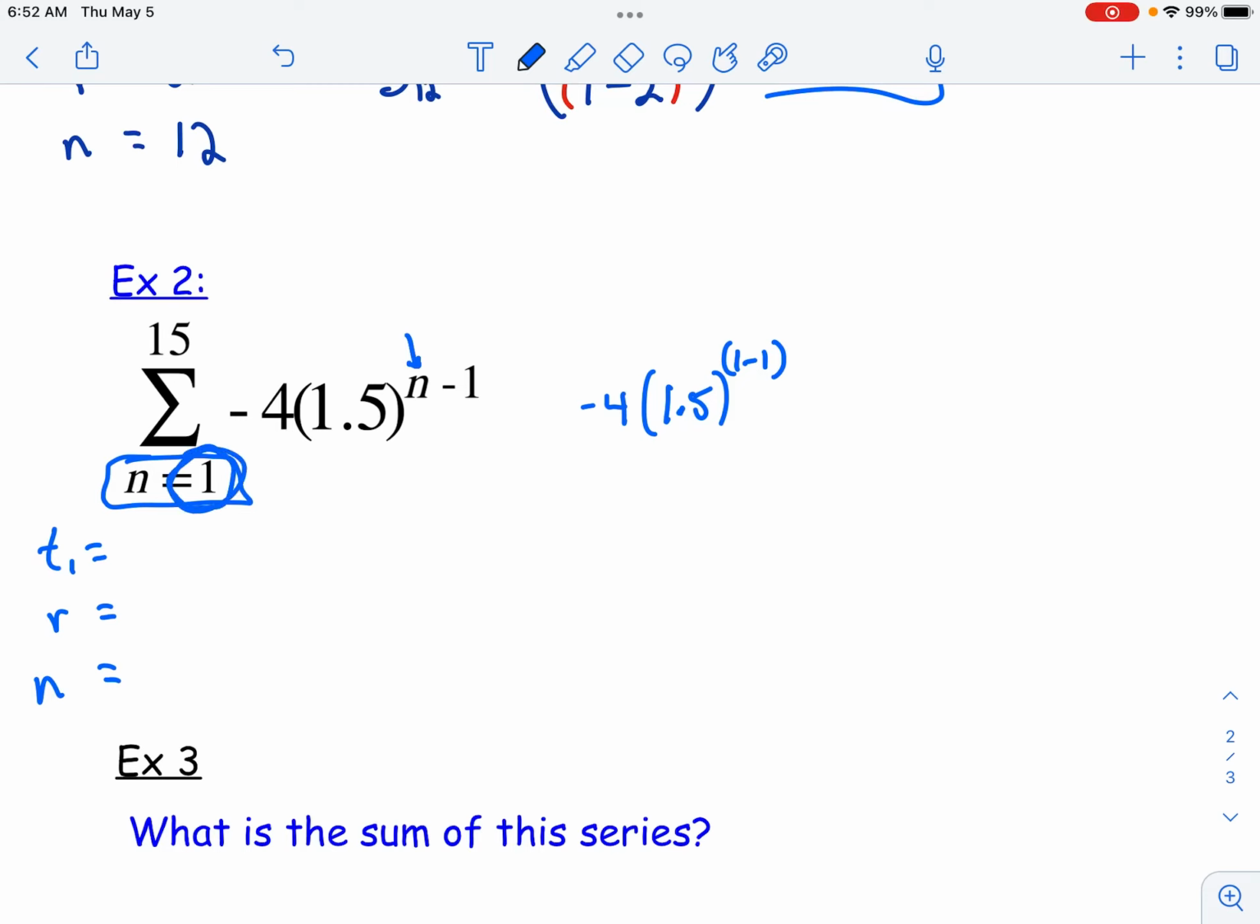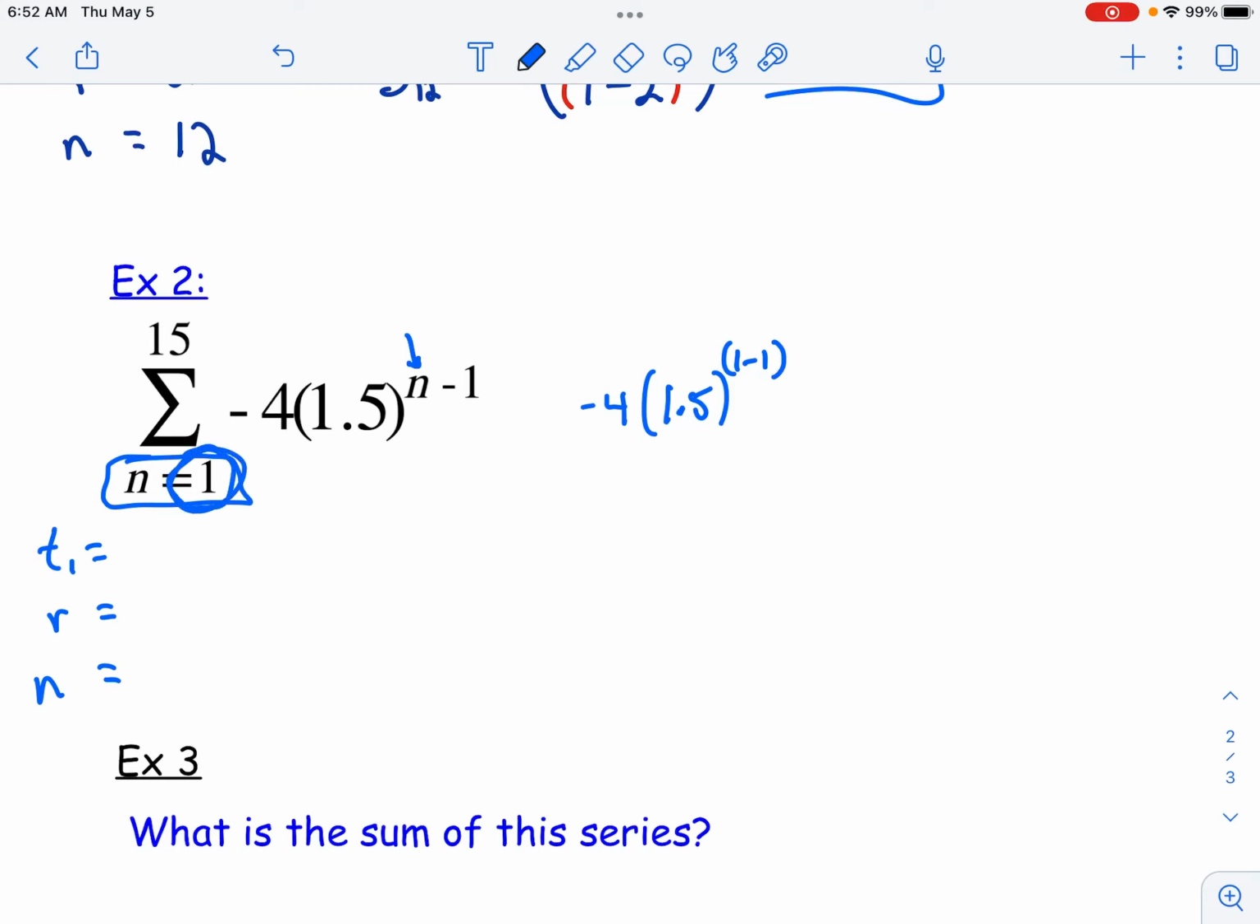And if you're comfortable with geometric sequences and sigma notation, you would know that that is the first term, because this is the first term, and we're starting at 1. That's important. If we're not starting at 1, then you can't just say the first term is negative 4.